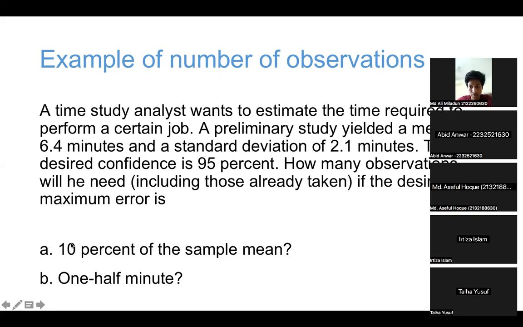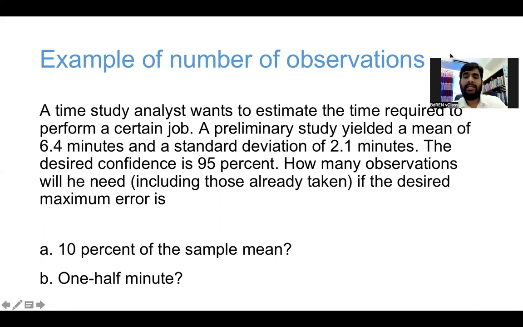So how many times, when you are expecting the desired accuracy, the desired error? If the desired maximum error is 10%, so you have to think of your desired error as 10%. Then how many times will the worker repeat the job? What will be the number of observations? Same thing.